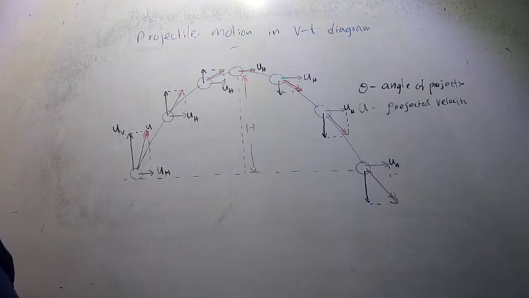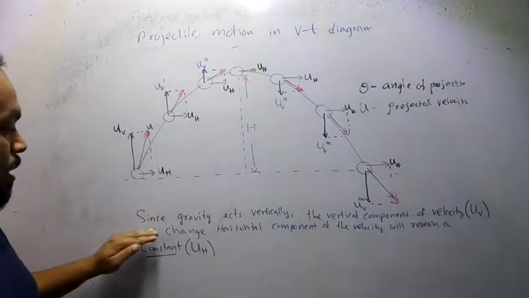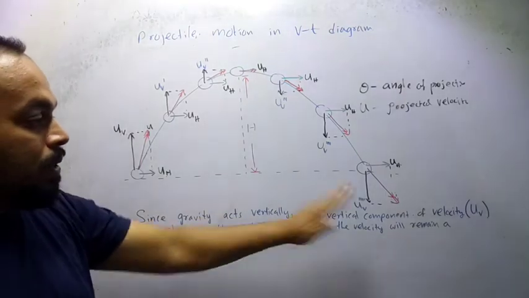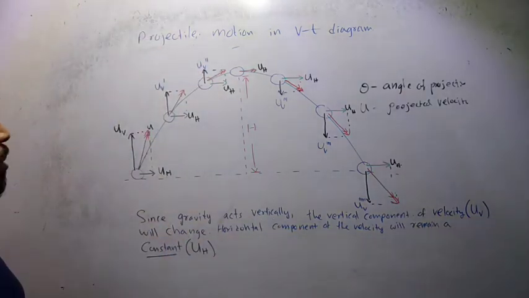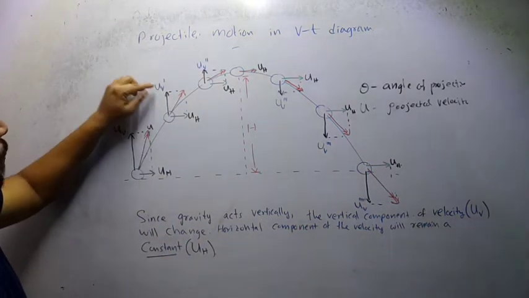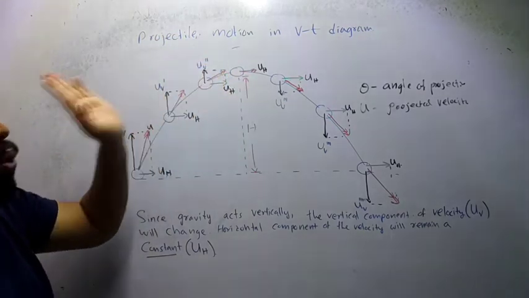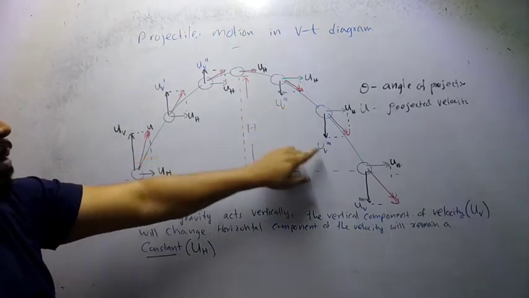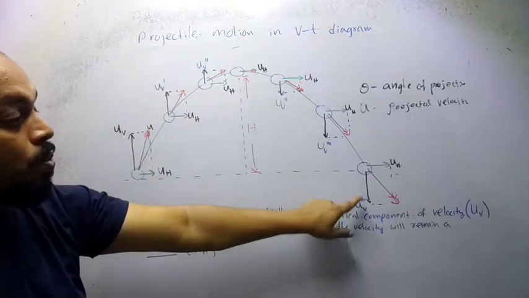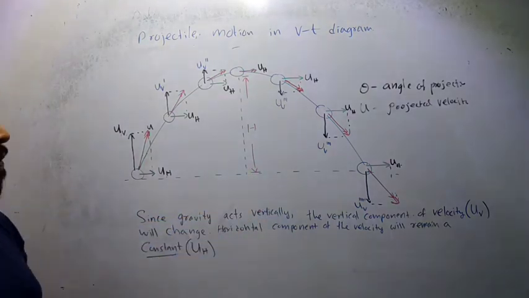Right, so draw this. If you notice here, since gravity acts vertically, the vertical component of the velocity, which means UV, will change. Here UV, here UV prime, UV double prime. Here there is no UV, the vertical component is 0. Then UV triple prime, UV 4 primes, UV 5 primes. I marked them to show that they are different.